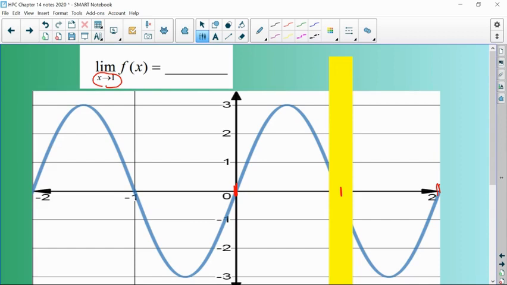The thickness of this yellow that's blocking my view doesn't tell me exactly what's happening, but I can see a trend. I can see it's heading towards the x-axis. I can see that maybe the behavior of this function, aka the y value, might be 0. And this is our good friend, right? Our sine function.